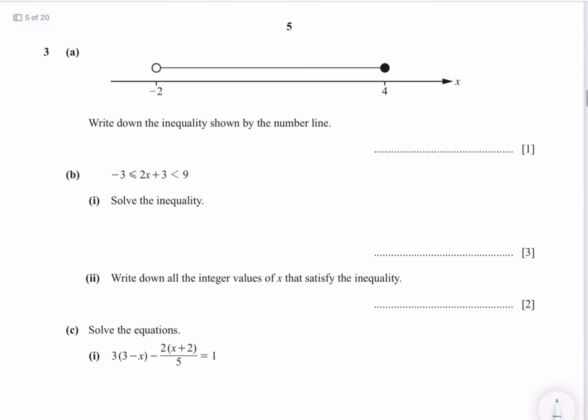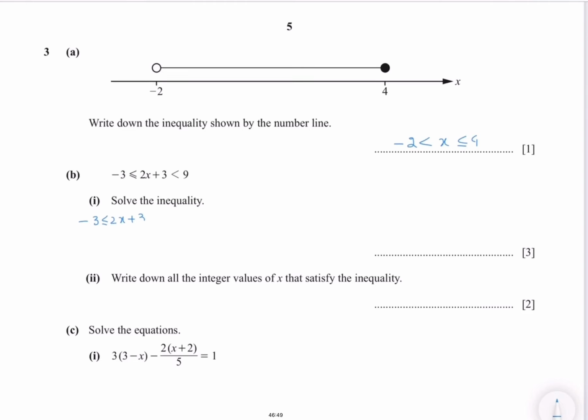Question number 3a. Write down the inequality shown by the number line. So x is less than equal to 4 and greater than minus 2. Less than and equal to 4 because the circle is filled. So it means this is less than and equal to 4. 4 is included in this. And greater than negative 2 means the circle is empty. So we have to write greater than minus 2.